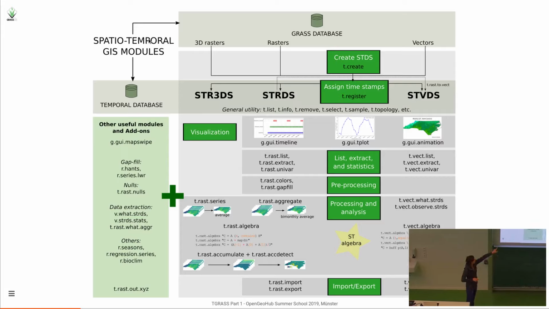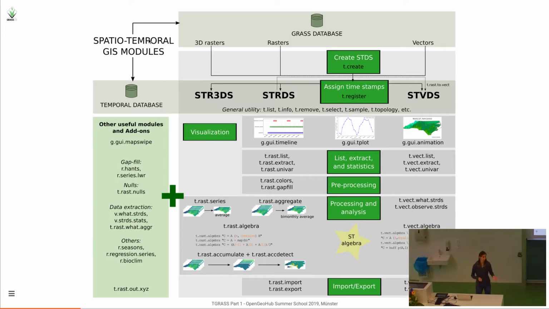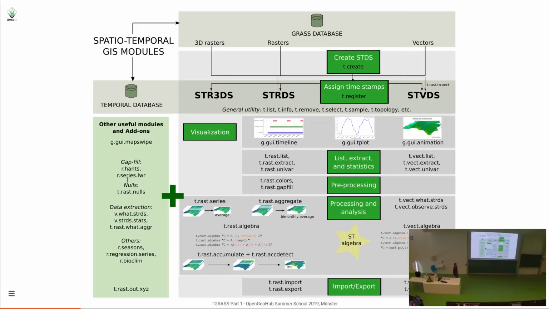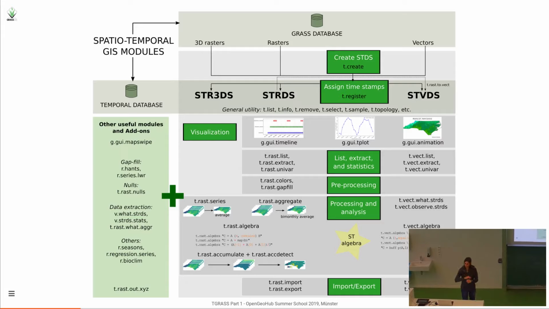Then we have some pre-processing tools, like adding a color table or filling gaps, for example with just linear interpolation. Or we can use other modules to do gap filling, for example r.hants, or local weighted regression as well. For NDVI, for example, we could use r.hants because it's a periodic phenomenon. HANTS is harmonic analysis of time series, so it's based on Fourier series.